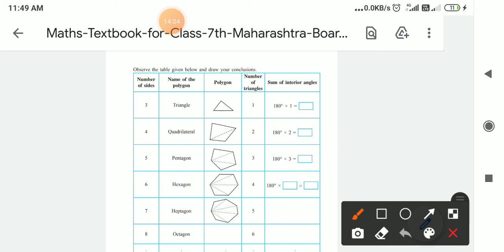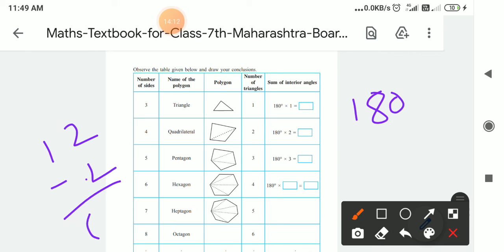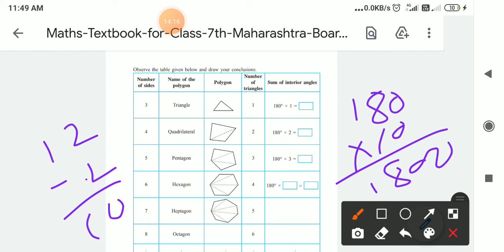Suppose a polygon has 12 sides. What is the measure of the angles of that? Without drawing, I will show you now. Do minus 2 from this. So how much will you get? 10 into 180, so you will get 1800 as the sum of measures of all angles of a 12-sided figure, a 12-sided polygon.